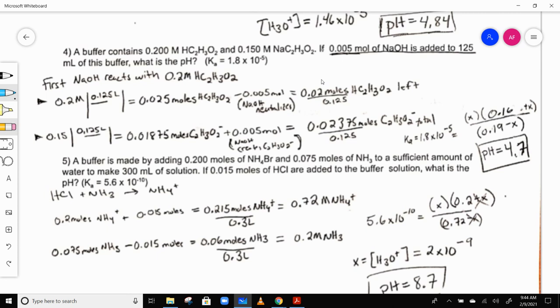Okay, so that will give me the concentration of acetic acid left over. And now everything that reacts with this acetic acid will turn into the acetate ion. So we're actually adding to the acetate. So we take the original amount of the acetate, we add the 0.005 to it, and we're going to get how much acetate ion we have after the reaction. Divided by the number of liters, we'll get the concentration of acetate ion.